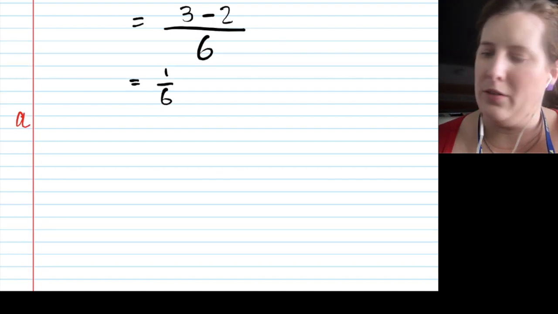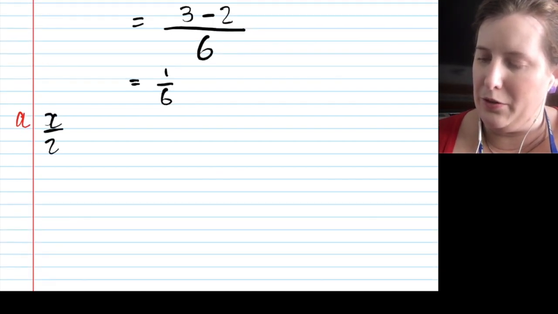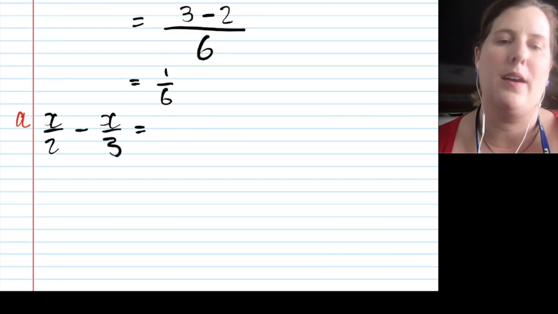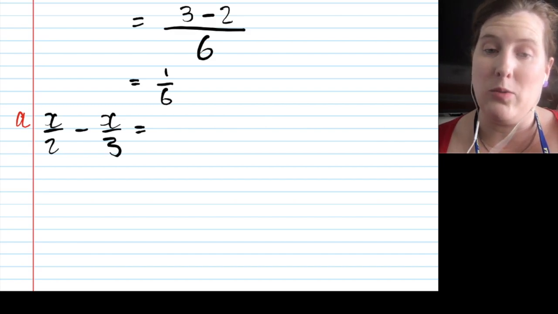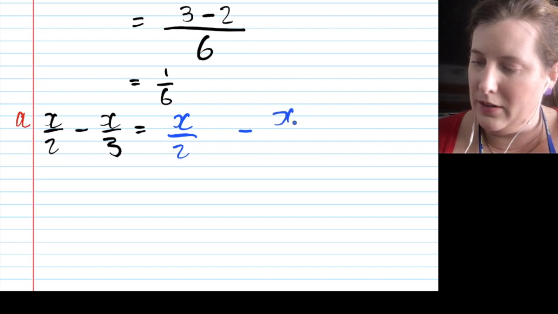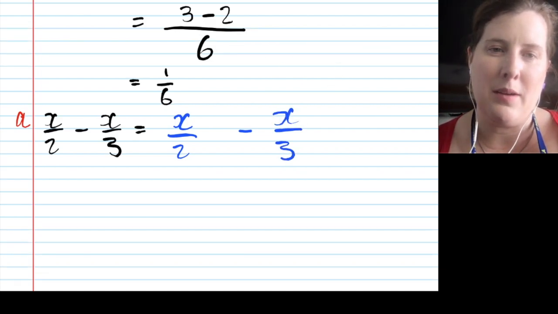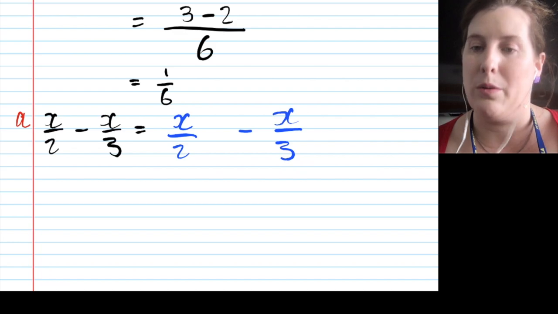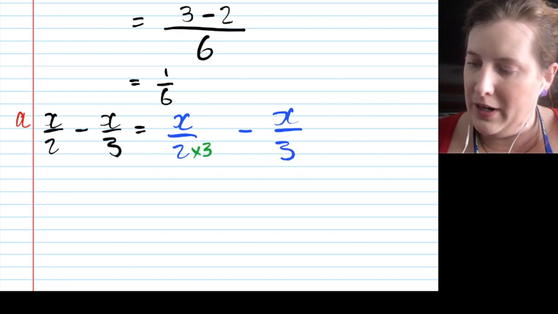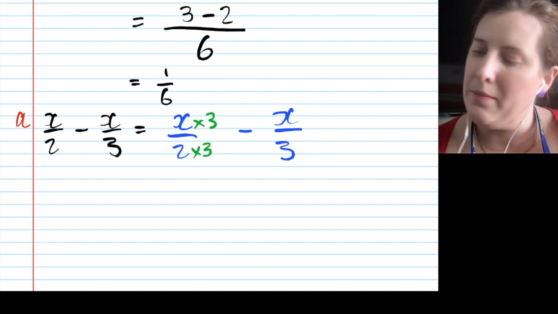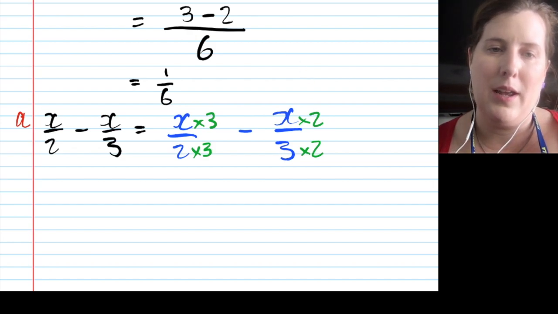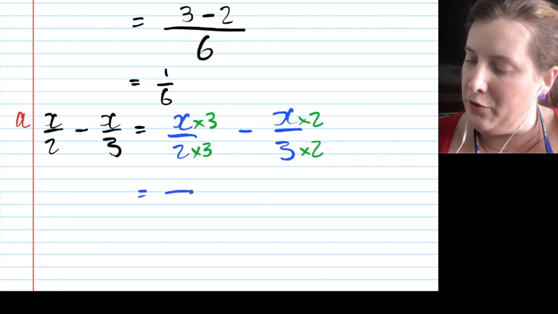So the question itself was x on 2 minus x on 3. Now the only difference between this and the one we just did is that instead of 1s we've got x's. But we still want the same numbers on the bottom. We want the lowest common multiple on the bottom. We want a common denominator. So I'm going to times that 2 by 3, which means I also have to times that x by 3. 3 by 2, which means I also have to do the x by 2. Now I'm ending up with 6 on the bottom for both.